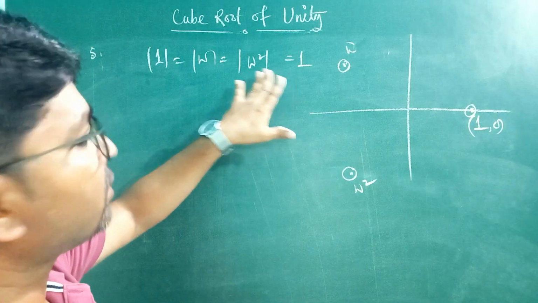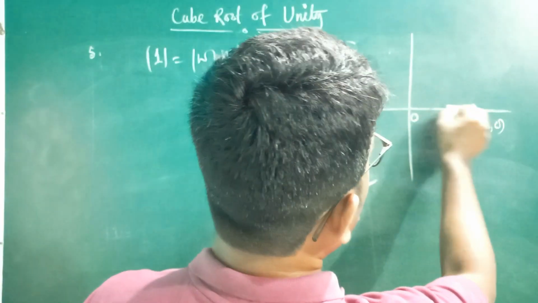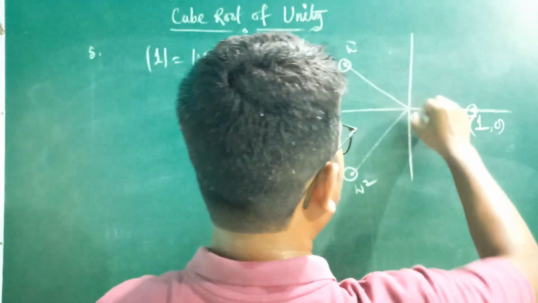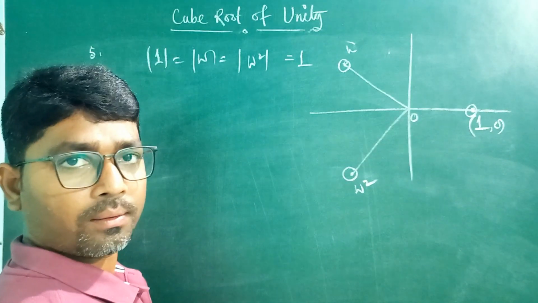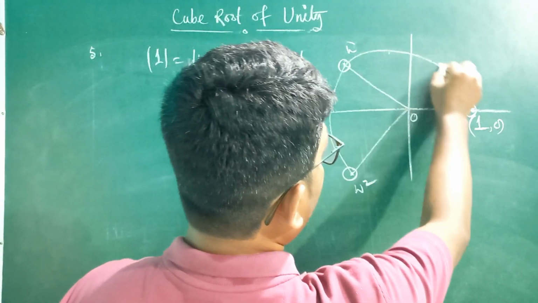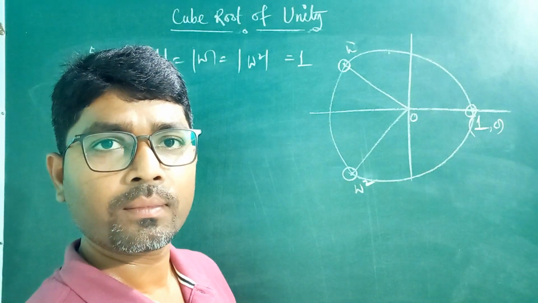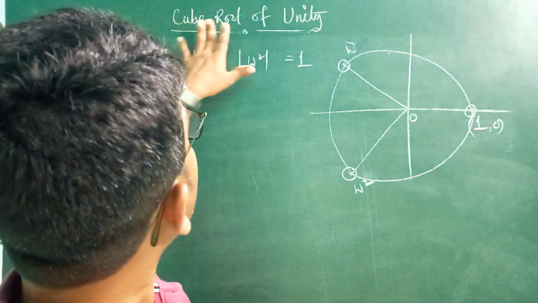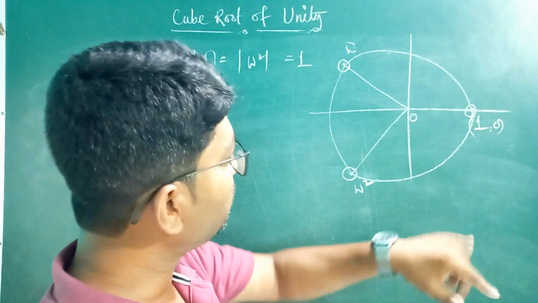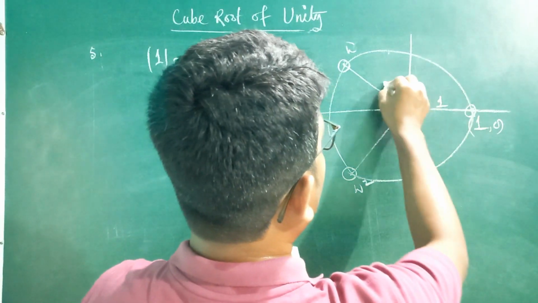And the modulus of these 3 numbers is 1. That is, the distance of these 3 points from the origin, this distance, and this distance, are all equal. So you can easily draw a circle using these points. That is, the cubic roots of unity lie on a circle whose center is at the origin and whose radius is 1.